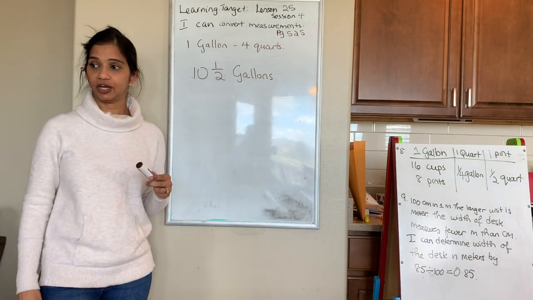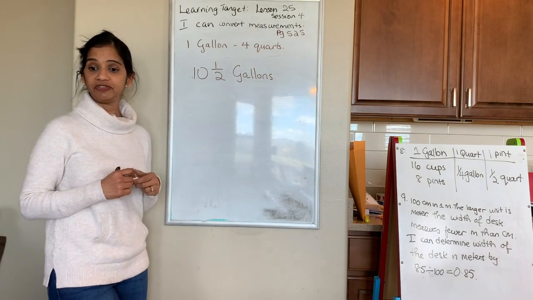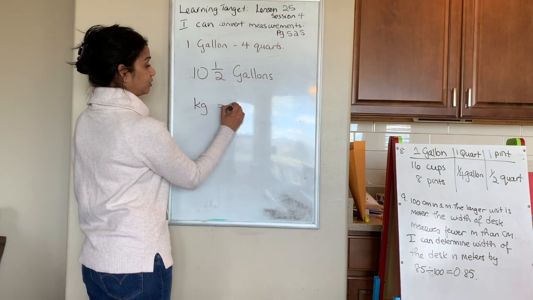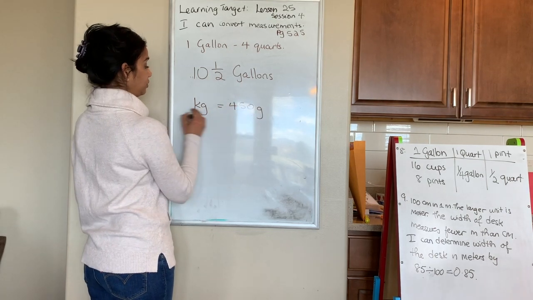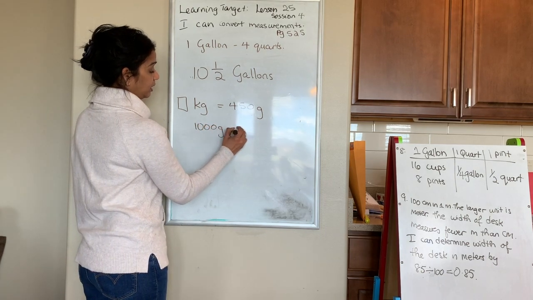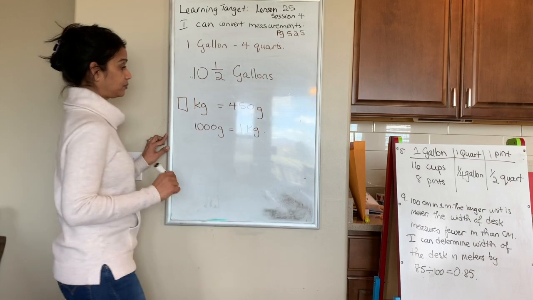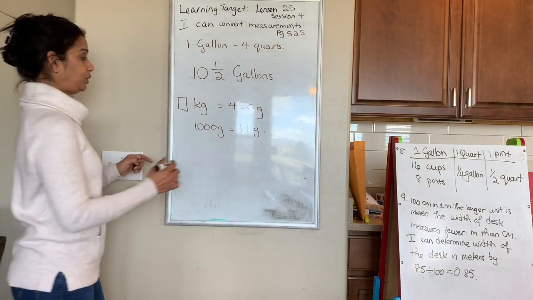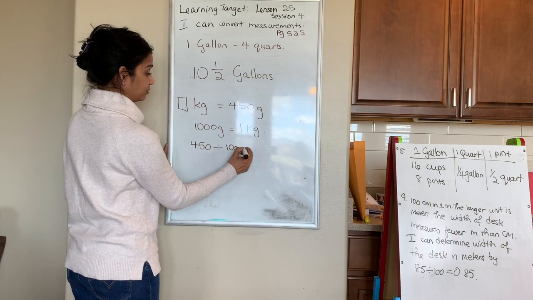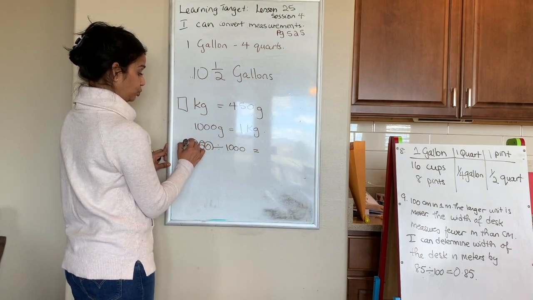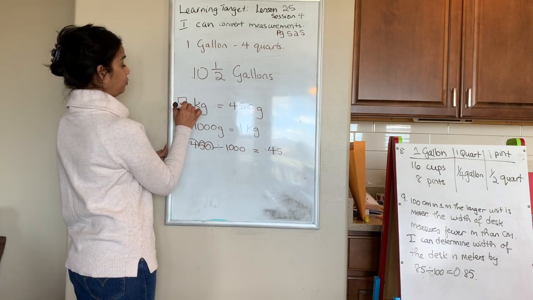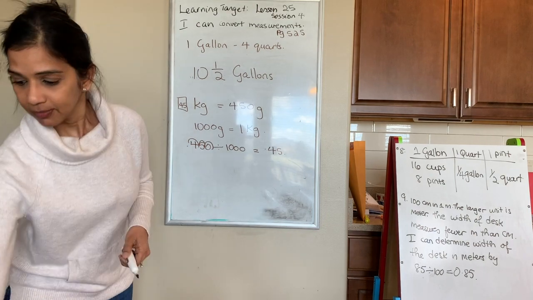Okay, let's look at another one. How many kilograms are equivalent to 450 grams? So how many kilograms are equivalent to 450 grams? We know that 1,000 grams is equal to 1 kilogram. So what do you think we do? Yes, you are right. We divide 450 by 1,000. 1, 2, 3. We get 0.45. So in this box, 0.45 kilograms.